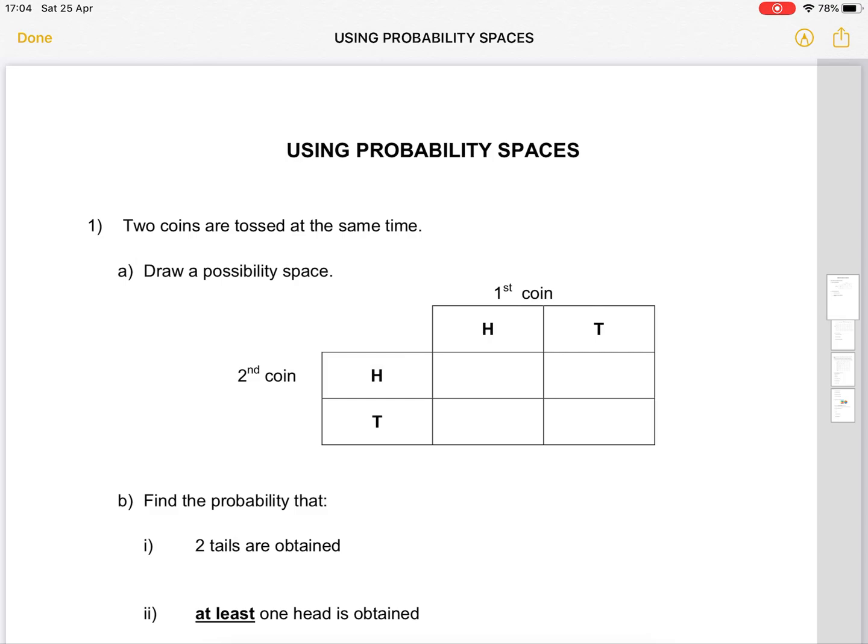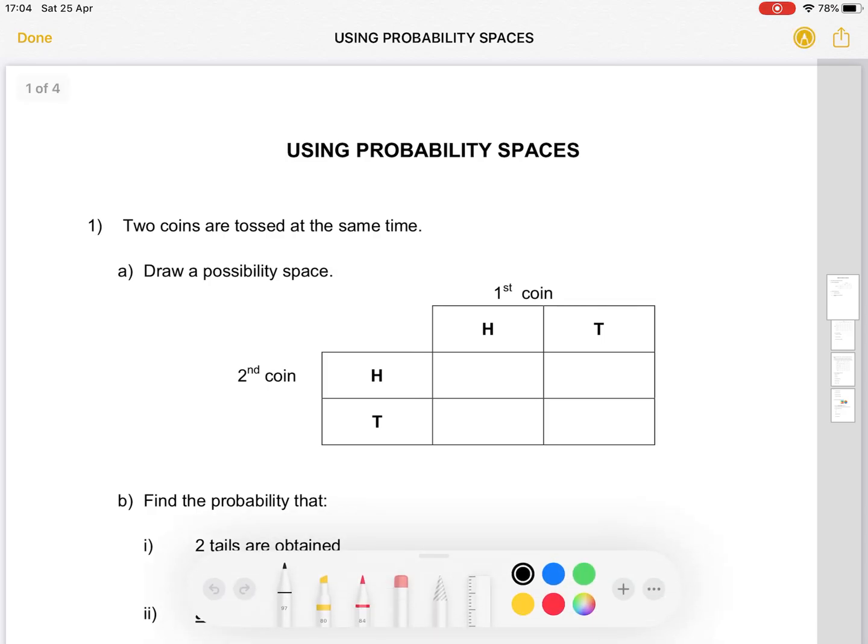The possibilities for the first coin are heads and tails. The second coin can also land either on a head or on a tail. So now that we've drawn the table, we are going to fill the table with all the possible outcomes. Remember that we always start from the first coin, wherever it is, and then follow it by the second coin. So we open the brackets.